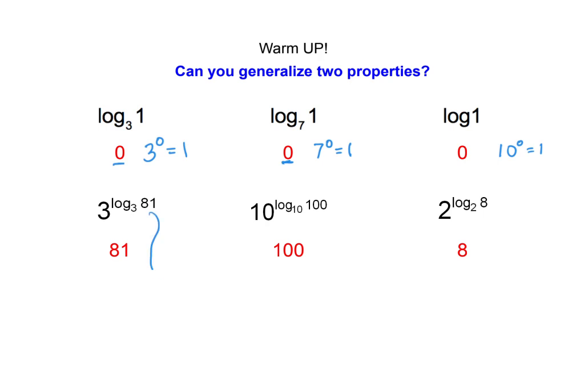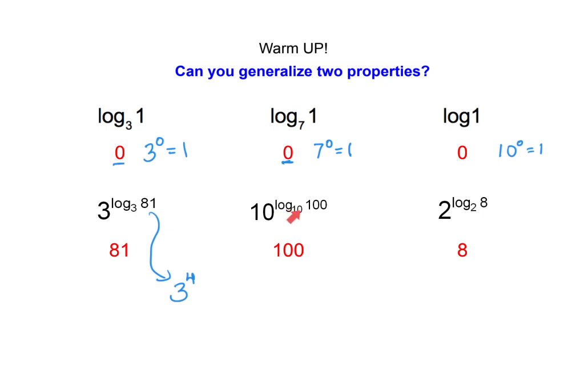Why is that? Because I know that 3 goes to the log base 3 of 81. So I'm asking myself, 3 to what power is 81? And that would be 4. 3 to the 4th is 81. Okay, so now this goes on the 3. Therefore, my answer is 81.